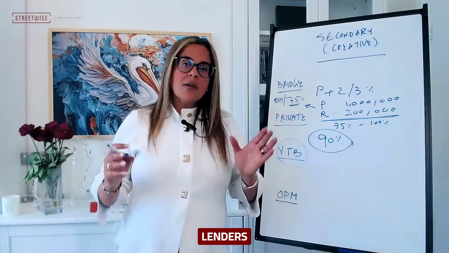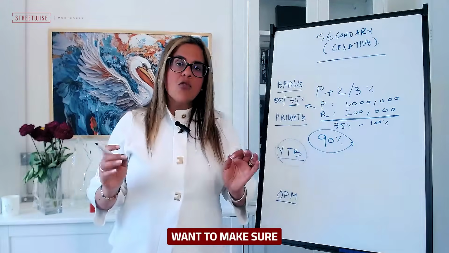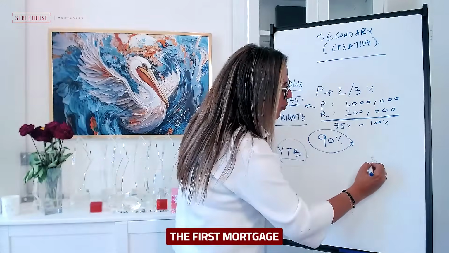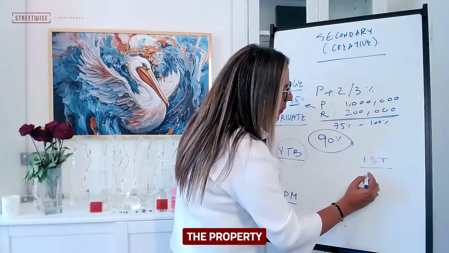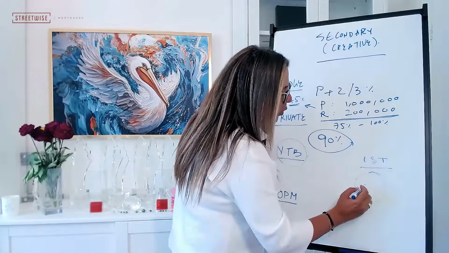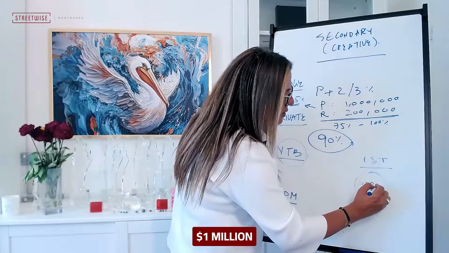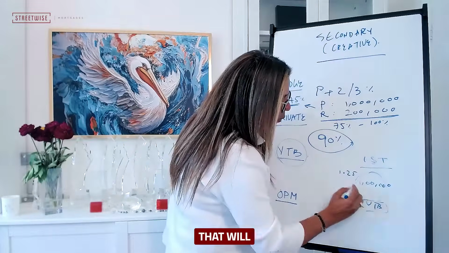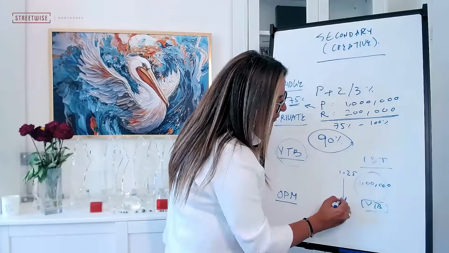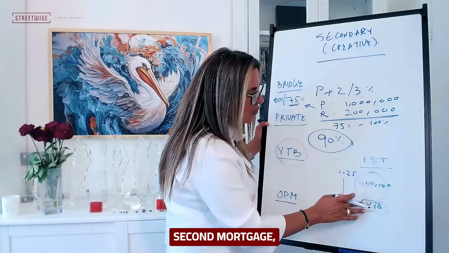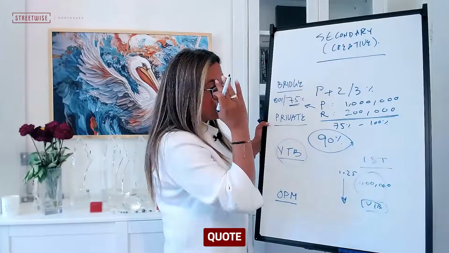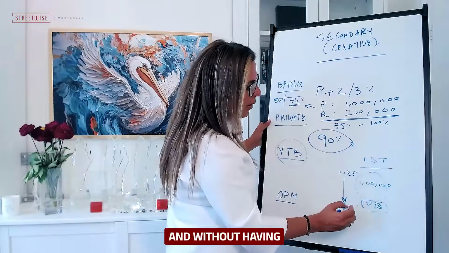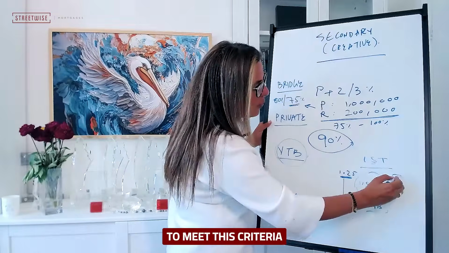However, both lenders want to make sure that the property will still get covered. So if you take the first mortgage on the property, and the property is supporting a loan amount of, let's say, $1 million, and the debt coverage is 1.25, you can't just add a vendor second that will bring this debt coverage down. We've got to make sure that between the first and the second mortgage, the debt coverage still holds. The alternative lenders sometimes let you put a vendor takeback second behind their mortgage without having to meet this criteria for both mortgages.